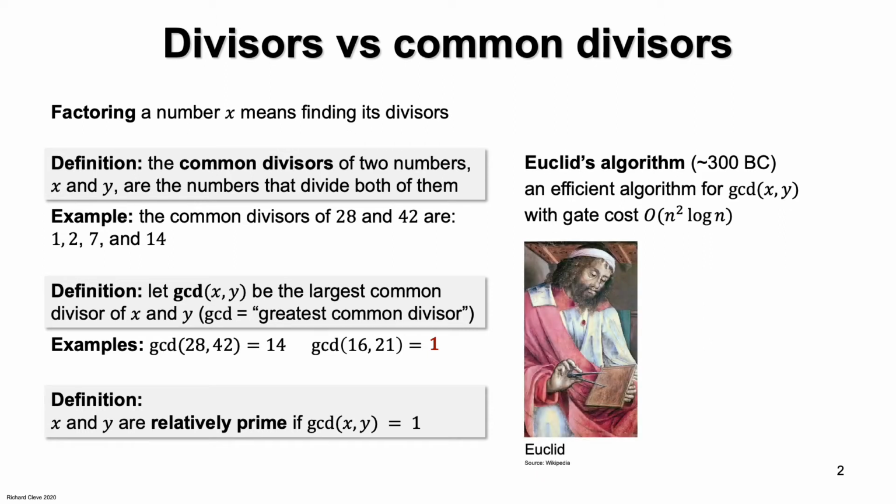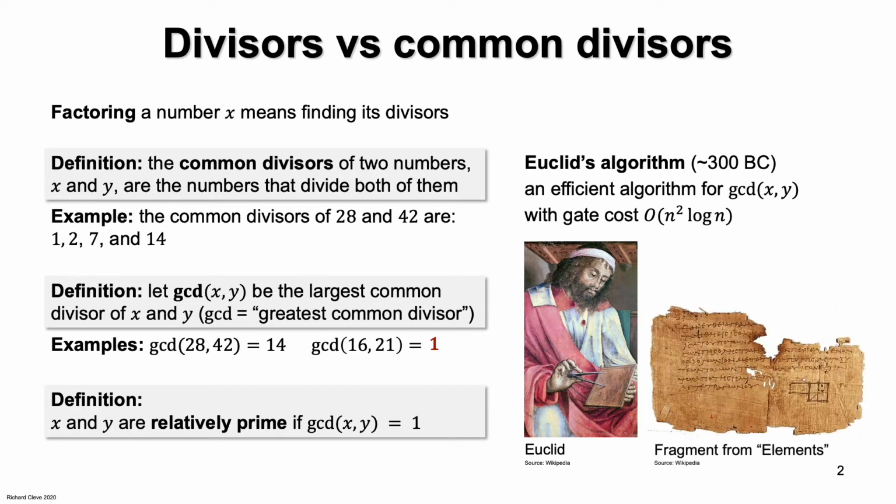Here's a picture of Euclid. His algorithm, along with other amazing material about numbers and geometry, is explained in a 13-volume series entitled Elements. Here's a fragment of the original manuscript. There was no archive for him to post his results on. Let's remember Euclid's GCD algorithm because we're going to make use of it.